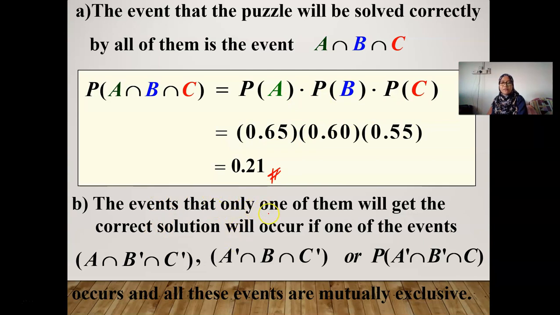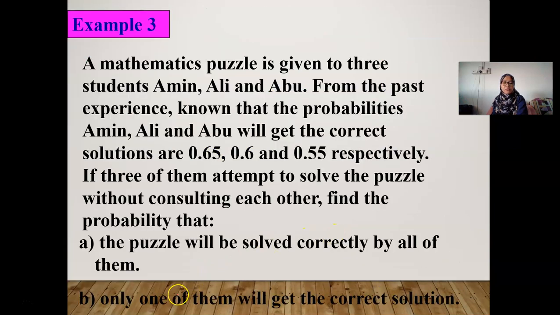The event that only one of them will get the correct solution will occur. Okay, the next solution, only one of them will get the correct solution. So it is either Amin answers correctly and lagi 2 orang tidak, atau, means plus, Amin jawab salah, intersect with Ali answers correctly, intersect with C prime, Abu did not answer correctly. Or is plus, A prime intersect B prime intersect with C, Abu answers correctly.